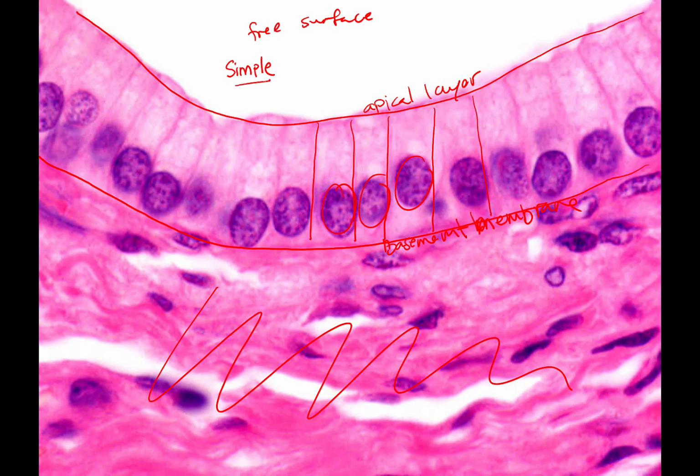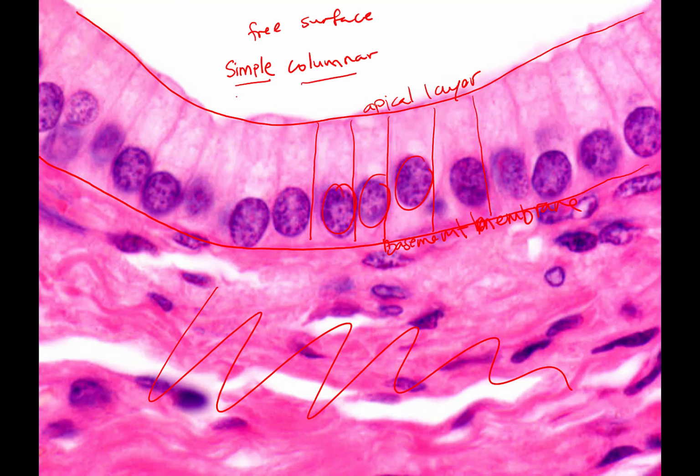Now, the next job is to identify the shape. What is the shape of this cell? Does it look flat to you? Does it look like a square shape? Or is it tall? I would say these are tall cells, so they are columnar. That's the second word.